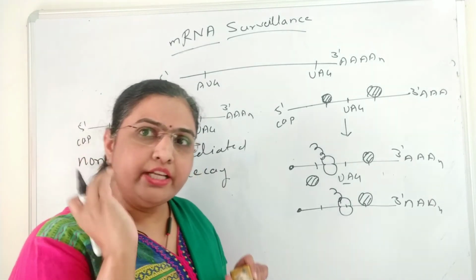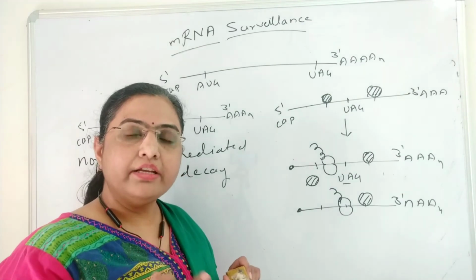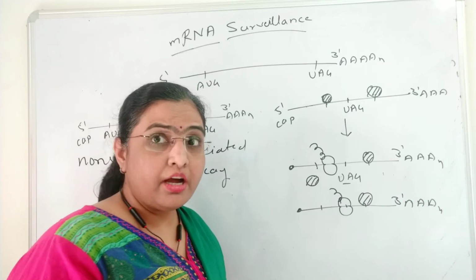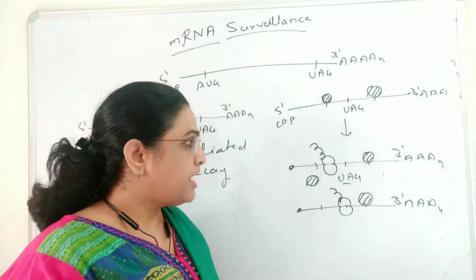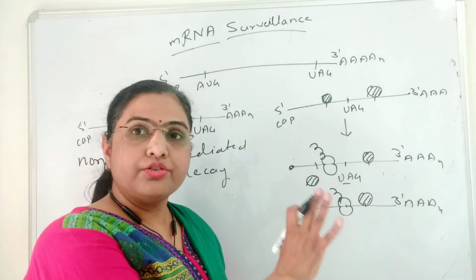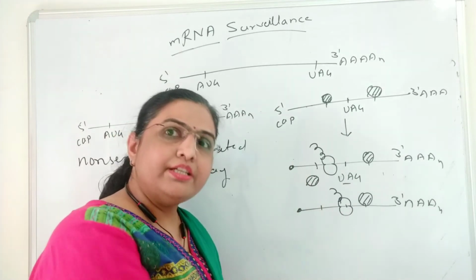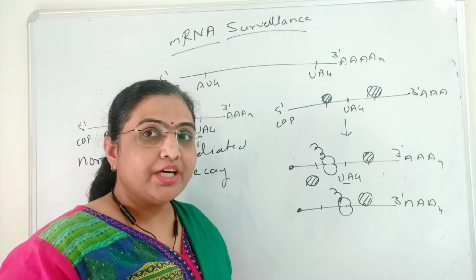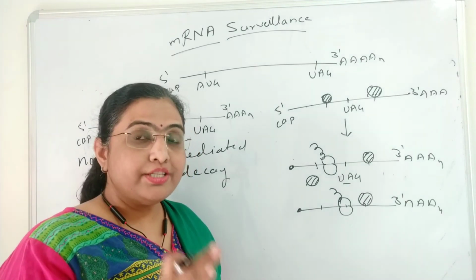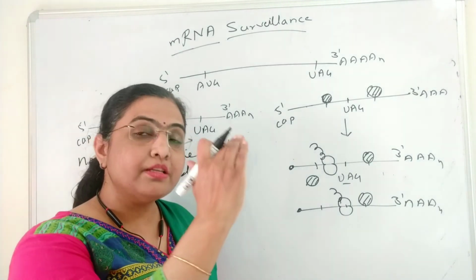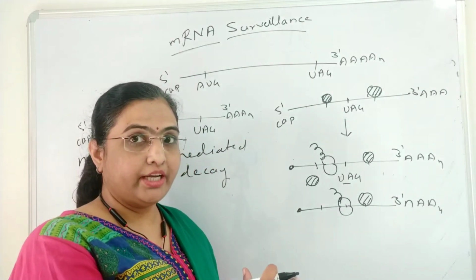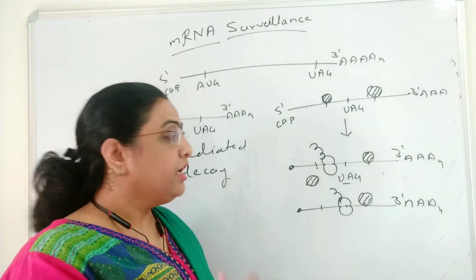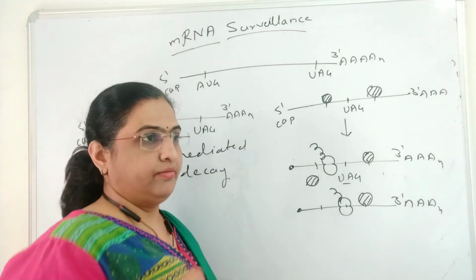Now the cell is going to detect that the ribosome has been stalled, and the second exon junction complex is present there only. What is the observation of the cell? The second exon junction complex is present over the mRNA, and though it is present over the mRNA, the ribosome has been stalled.